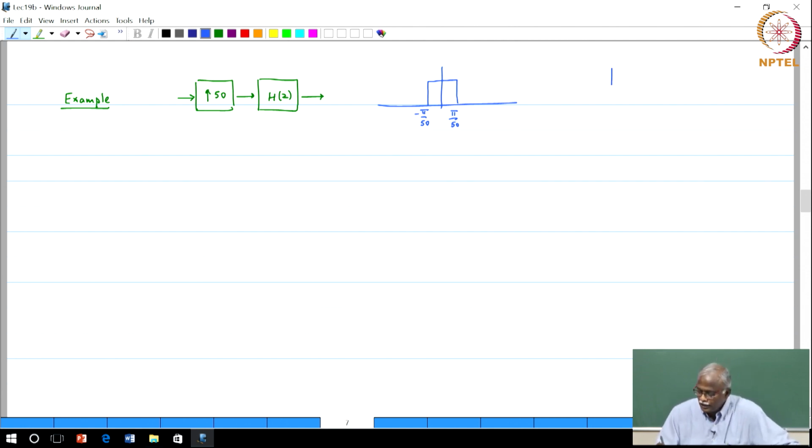So, what I have to design will have a finite transition. This cutoff has to be pi by 50, but it has got a finite transition band. The transition band also has got where the pass band ends. Let us say that I have taken it to be 7 by 8 pi by 50.